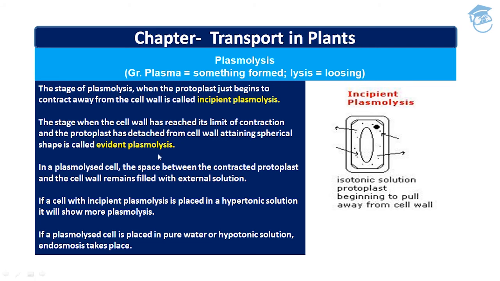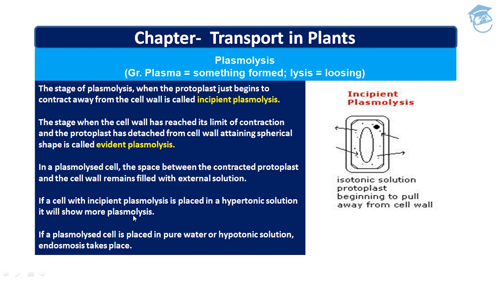In a plasmolyzed cell, the space between the contracted protoplast and the cell wall remains filled with the external solution. And if a cell with incipient plasmolysis is placed in a hypertonic solution, it will show more plasmolysis. I repeat, if a cell with incipient plasmolysis is placed in the hypertonic solution, it will show more plasmolysis.